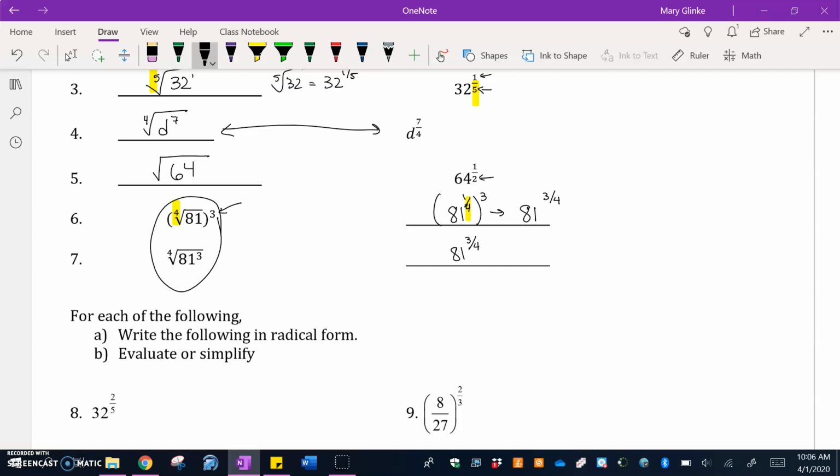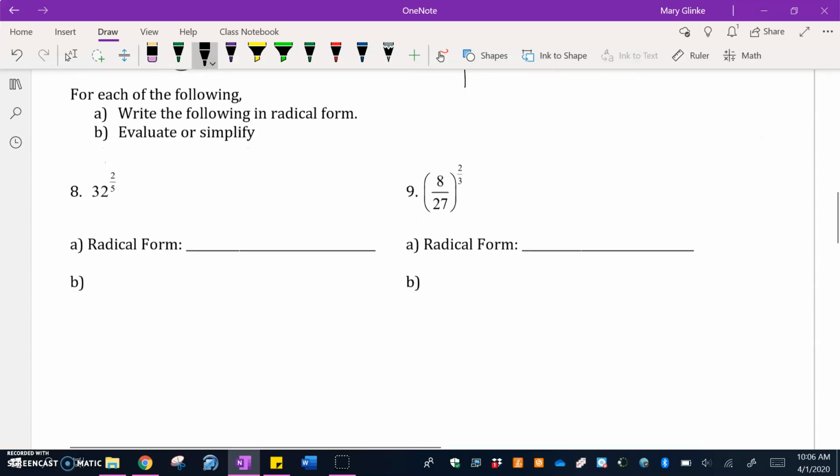And with this, being able to write it in different ways is actually going to help us when we start evaluating them. So that's what's coming next. We're going to start and actually figure out, what does 81 to the 3/4 actually equal? That's our goal coming up. So in order to evaluate these, we're going to rewrite them in the radical form, and then we're going to figure out what they actually equal, or we're going to simplify them.